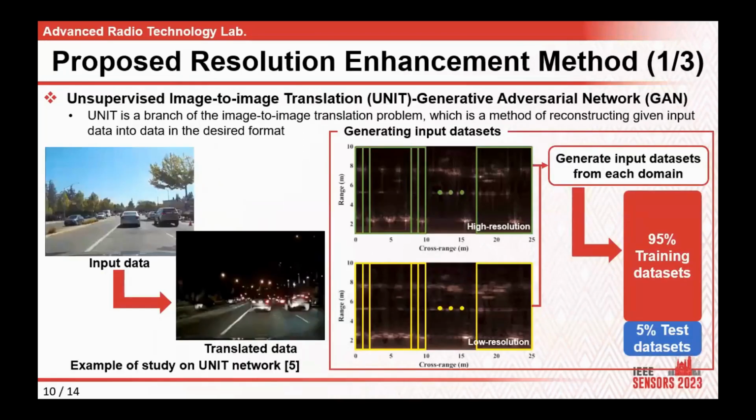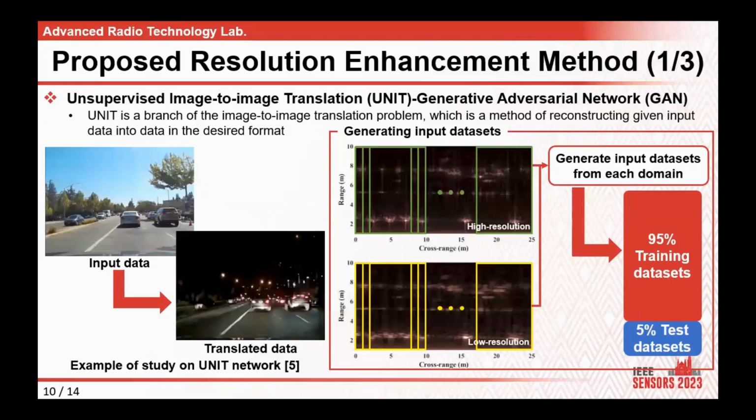This is the proposed method for resolution enhancement. Unsupervised image-to-image translation is a branch of the image-to-image translation problem, which is the method of reconstructing given input data into the desired format. As shown in the figure on the left, there is an example of translating a daytime image into a nighttime image. And the UNIT network is used for data restoration and polarization.